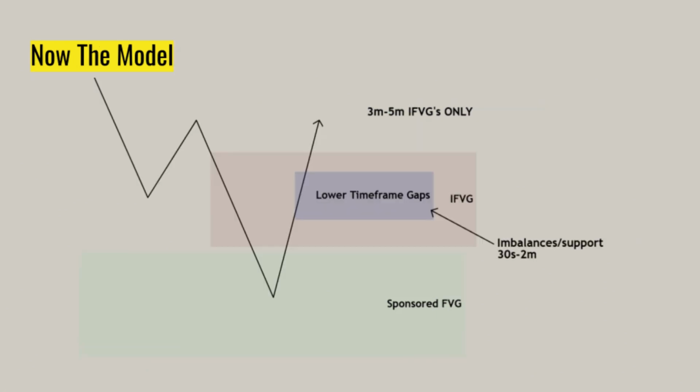Now for the model. So for the model, I would stick to mainly focusing on 3-minute to 5-minute inversions only. So basically how it works is these higher time frame inversions like the 3-minute, the 4-minute, and the 5-minute contain imbalances inside these legs, because they're usually not just like a stronger move because they're a higher time frame inversion. Like if we have a 5-minute inversion, you'll have a bunch of 1-minute gaps inside of there, or a 1-minute order block inside of there, or anything like that.